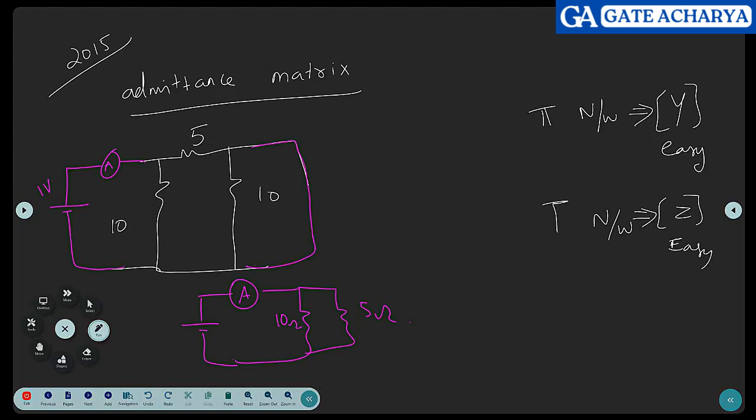10 parallel with 5, that will be 3 by, what is the impedance, sir? 3.3. Okay, so it's going to be 1 volt divided by 3.33 ohms, which will be the current. But what I want is a different case. What is that I want? I want the current. What will be the current?